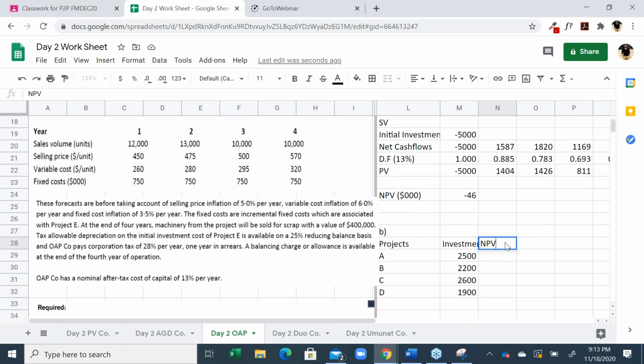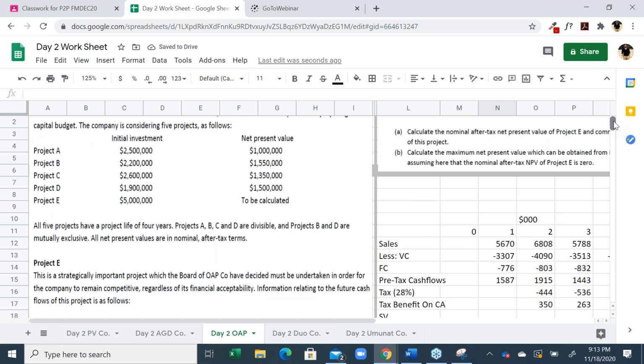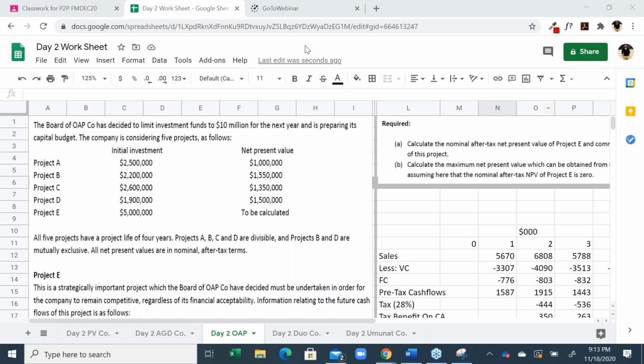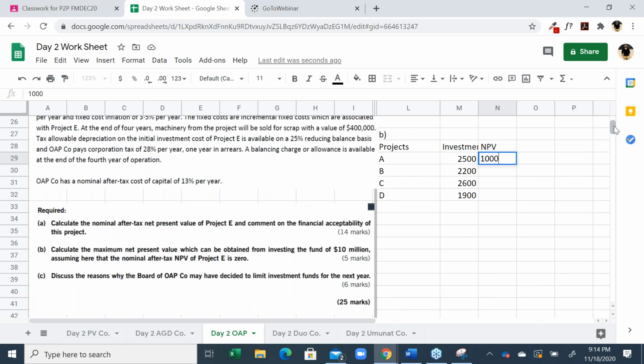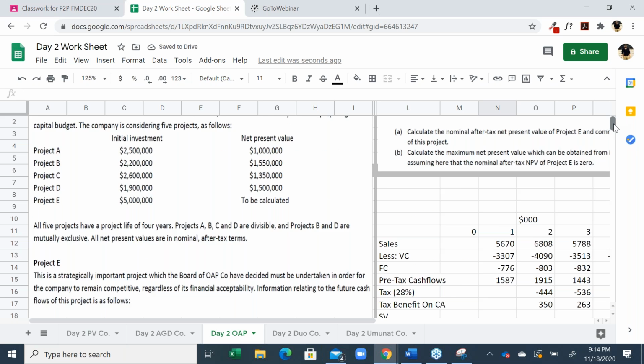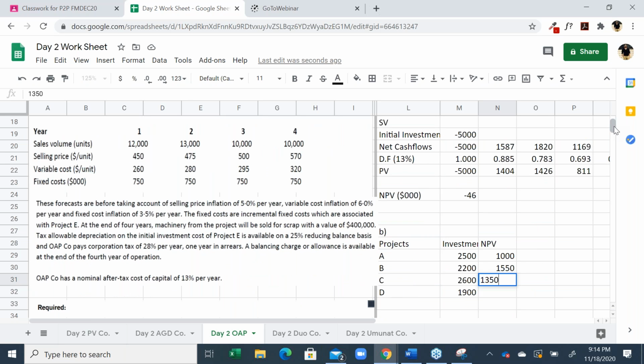And then we should pick the net present value that we are going to get from each of these 4 projects. The net present values were 1 million, 1,550, 1,350, and 1,500. So these are the net present values that we are going to get. So now what we need to do is we need to calculate profitability index, PI, profitability index.